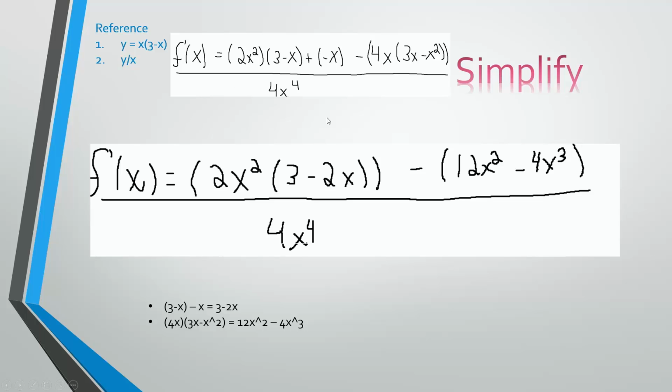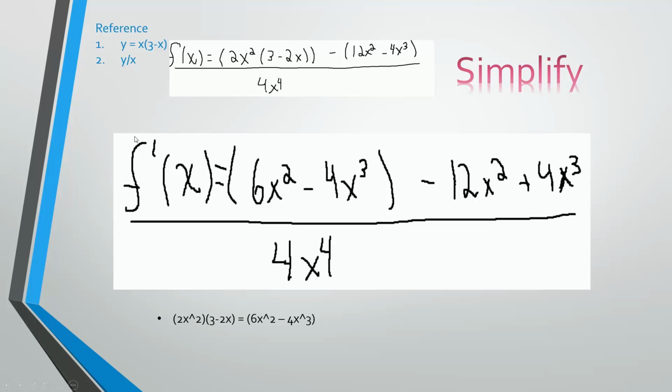Alright, so let's just simplify it further. So we have 2x squared still, which is the g of x. Now let's distribute 3 minus x. What does that become? 3 minus 2x right here. 3 minus 2x. Now let's distribute the 4x over to both of these. So that's 12x squared, because 4x times 3x is 12x squared, minus 4x cubed. There you have it. And this is still 4x to the fourth because we have yet to go to the final step.